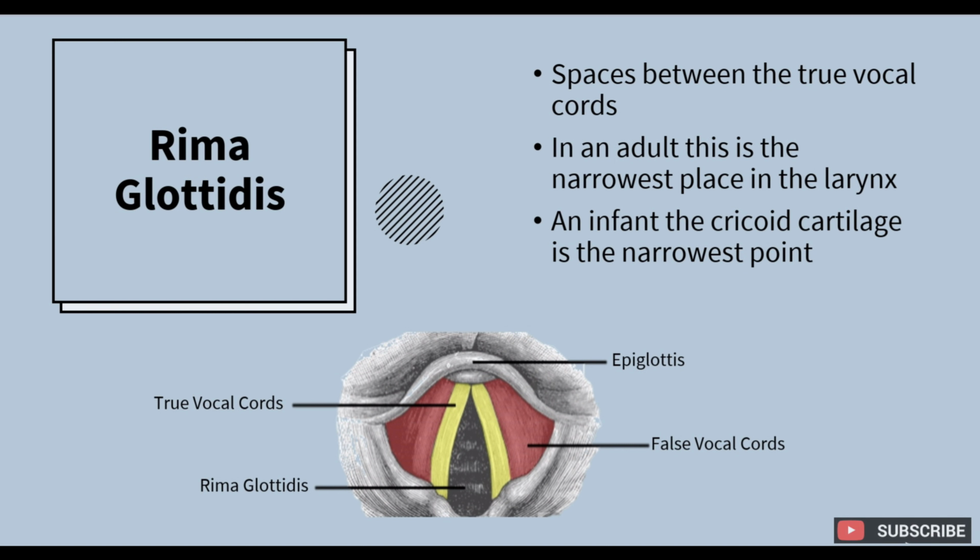The final section that we're going to be discussing about the larynx is your rima glottidis. This is the space between the true vocal cords. In the adult, this is the narrowest place in the larynx. In an infant, the cricoid cartilage is the narrowest point, just so you know. And this is where you're going to be placing the endotracheal tube, in this area.